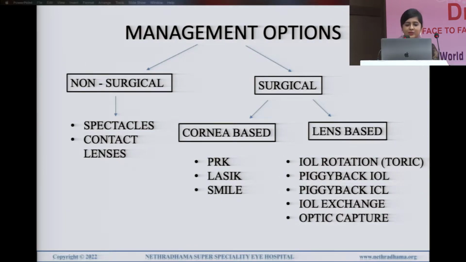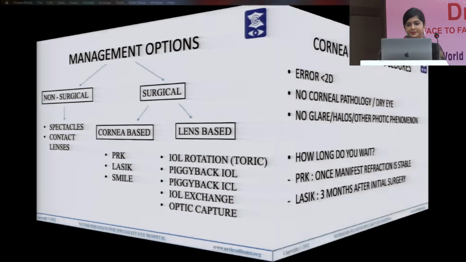So now what are our management options? First of all, it's very important to speak to our patients and communicate with them as to why the error, what's happened, and give them the options for management. Of course, you can go ahead with non-surgical management, which would be spectacles, contact lenses. And the surgical management can either be cornea-based or lens-based. So corneal refractive surgery, we can go ahead with PRK, LASIK, or SMILE, and lens-based options are IOL rotation for toric IOLs, a piggyback IOL, piggyback ICL, IOL exchange, or a few unconventional options which we'll be talking about.